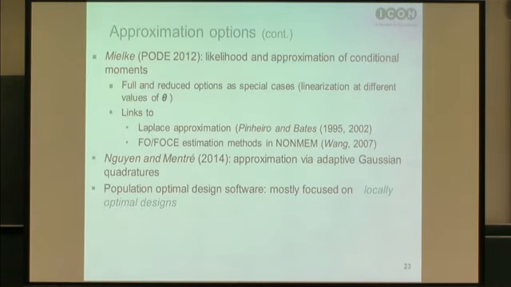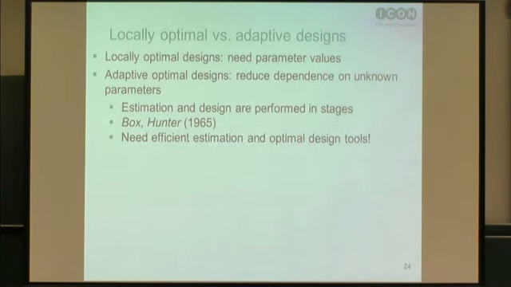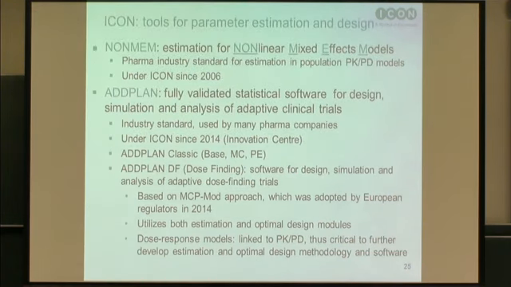So what we are doing here is estimation and design in stages. And this goes back 50 years ago, to a statistics paper by Box and Hunter. Many in the room are aware of this paper. So to implement this approach, we need efficient estimation and optimal design tools. And it just happens that in the company where we all work now, or many of the people who are in this room, we have both tools.